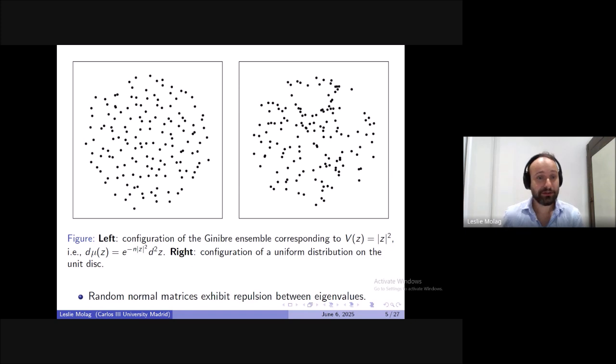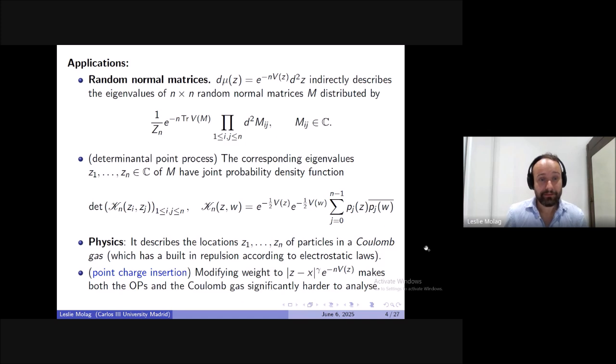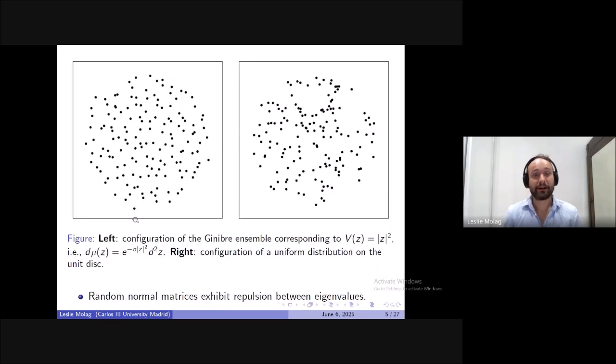But I also want to explain a little bit about these Coulomb gases or random normal matrices. You see here that it has a determinantal structure, this joint probability density function. When a point process has a structure like this, we call it a determinantal point process. And there is something special about it, and you can see it in this picture here.